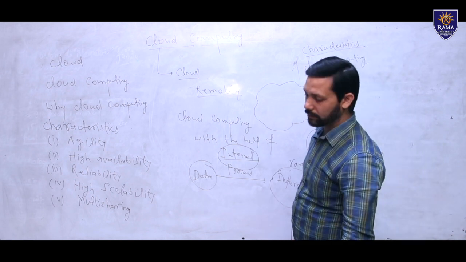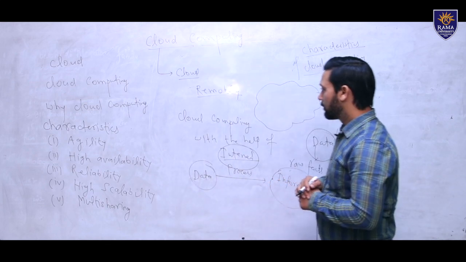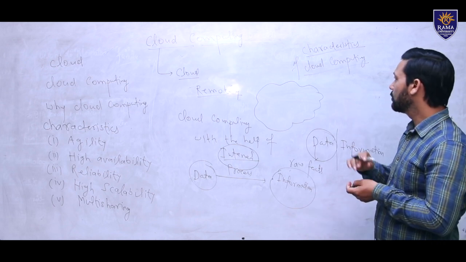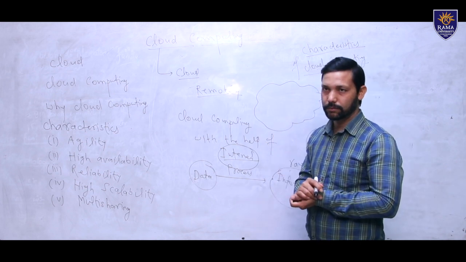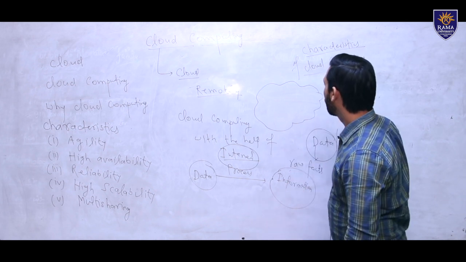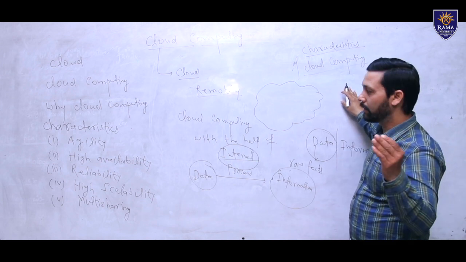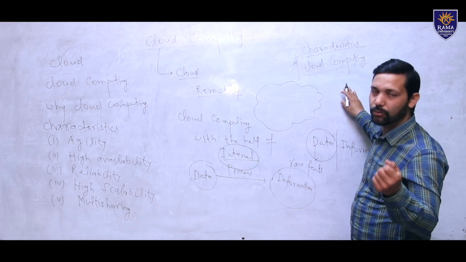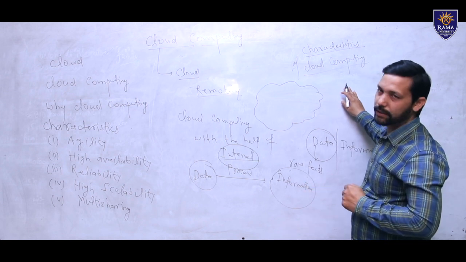First is the agility. Basically, the network which we can use from the distributed system. Okay. So agility is the characteristic, flexibility, scalability, high availability, reliability, multi-sharing, low cost. These are the terms we use for the characteristics.